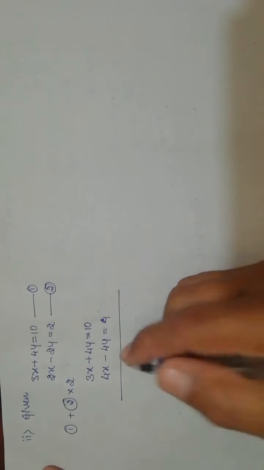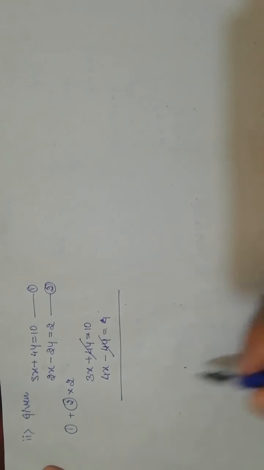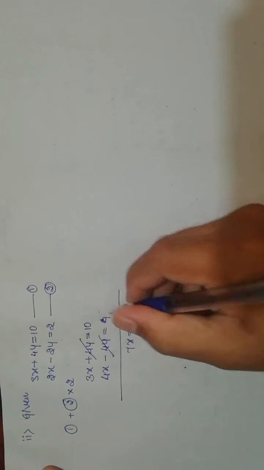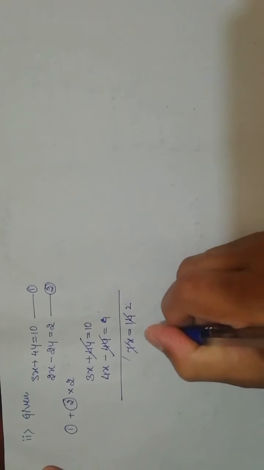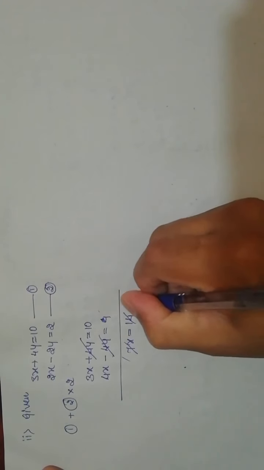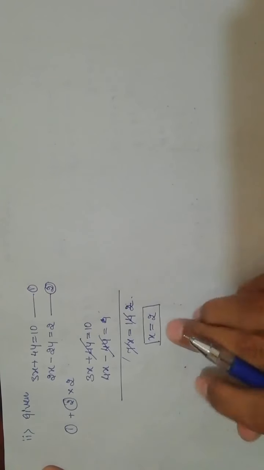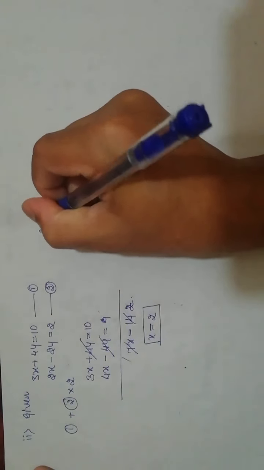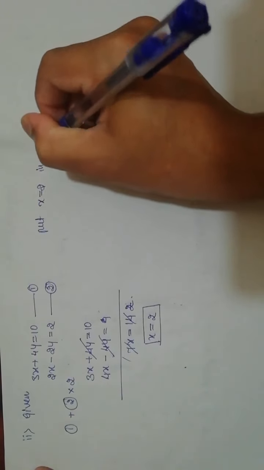Remember, it is addition. So plus 4y minus 4y will get cancelled, and then 4x plus 3x it will become 7x, and then 10 plus 4 means it will become 14. 7 ones are 7, 7 twos are 14, so x is equal to how much? 2. x is equal to 2 is the required value. Now you need to put this in either 1 or 2, then you will get the required value of y. So now I'm going to put x is equal to 2 in equation number 2.